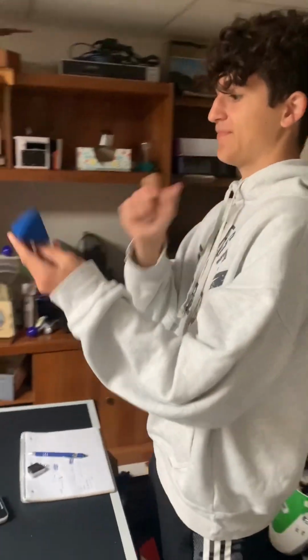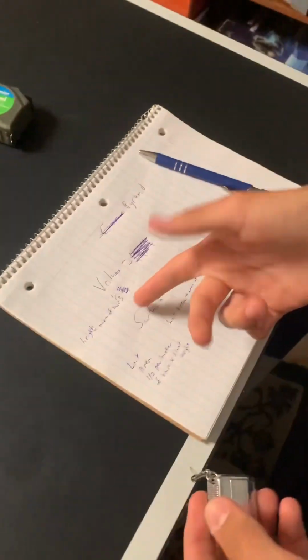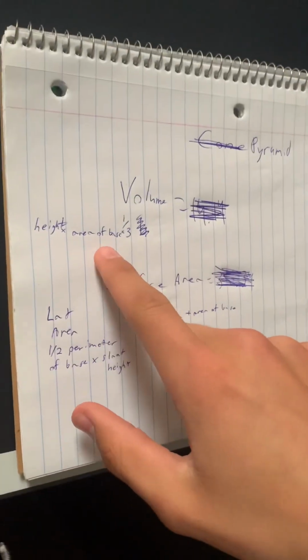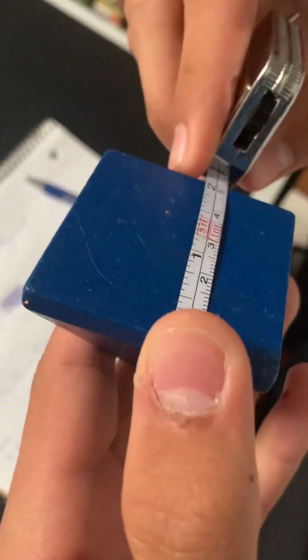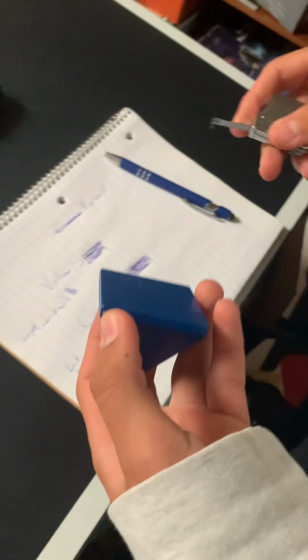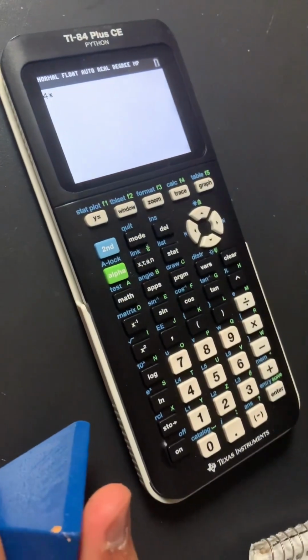Well, would you look at this? It's a pyramid. I know how to find the volume and surface area of this. It's actually the same as a cone. To find the volume, you have to find the height times the area of the base times 1/3. To do that, I need to grab my triangle and measure the area of the base. One side is 2, and the other side would also be 2, which 2 times 2 equals 4.